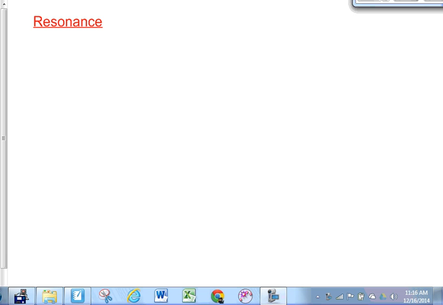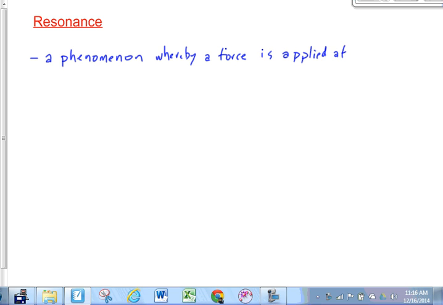Resonance is the phenomenon, if I can spell this, a phenomenon whereby a force is applied on something at the object's resonant frequency.